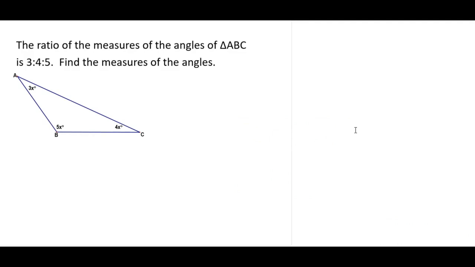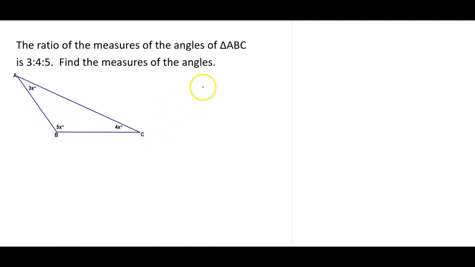The ratio of the measures of the angles of triangle ABC is 3 to 4 to 5. Find the measures of the angles. Well, the thing is, this is the ratio reduced. So we have to find out what did we reduce by. So what we do is we say the measure of each angle is 3 times whatever we reduced by, which is x, 5 times whatever we reduced by, and 4 times that.